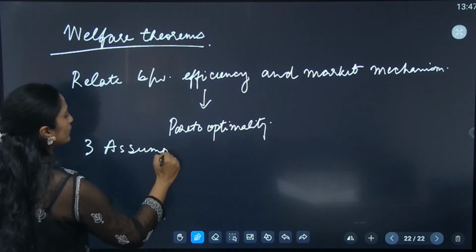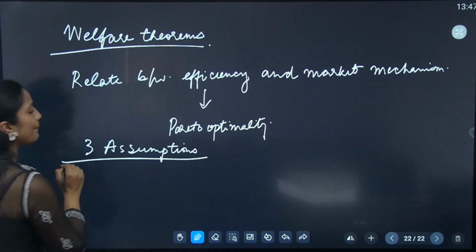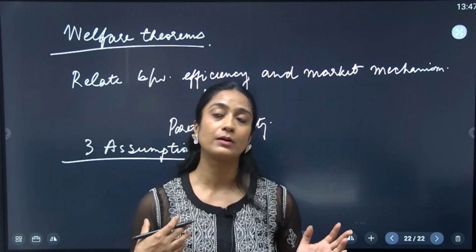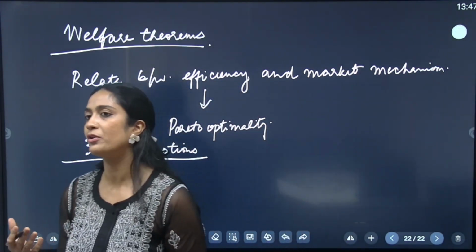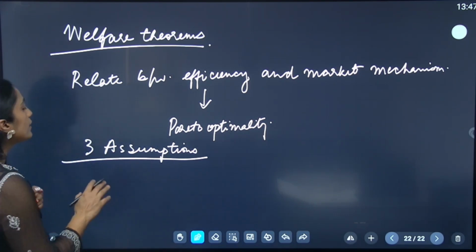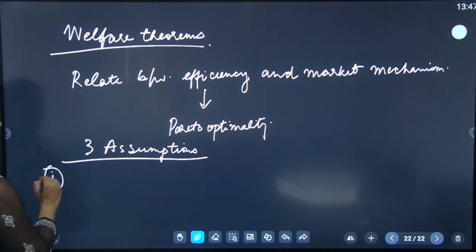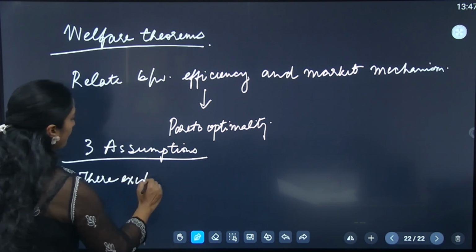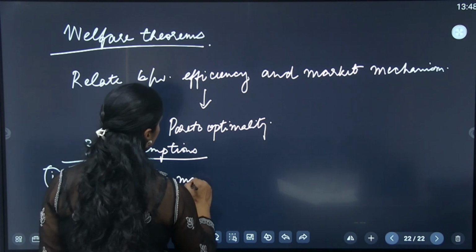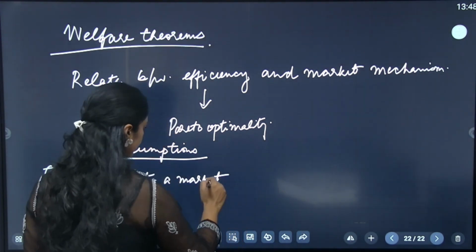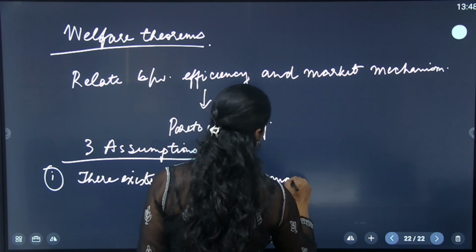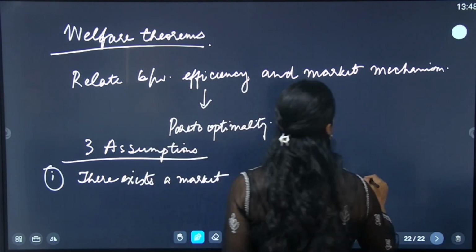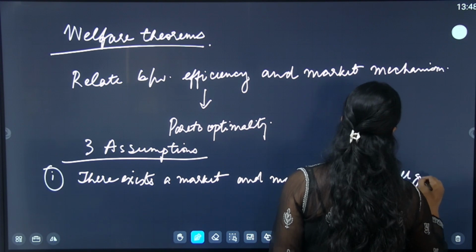And more or less they make sense, right? You can think that they are not very demanding, but when we go to the real world, they can actually be very demanding. But for now, let's just state them. So first is that there exists a market and market prices for all goods in the economy.